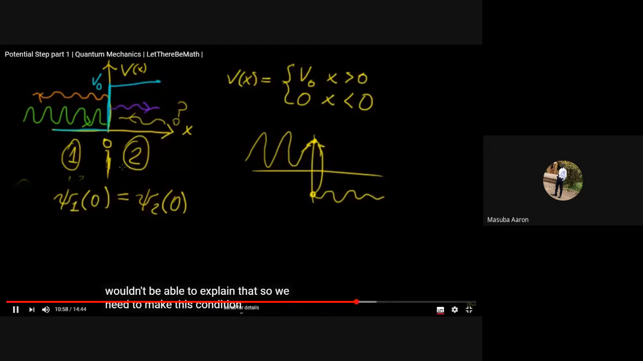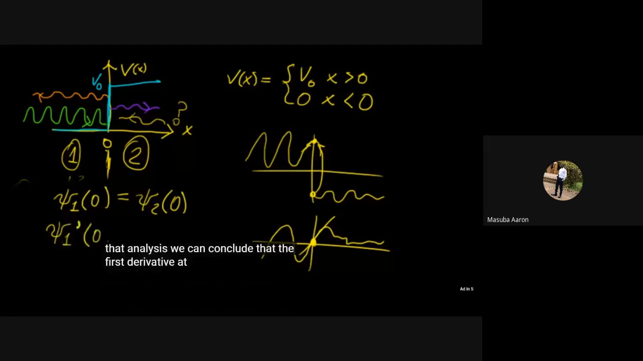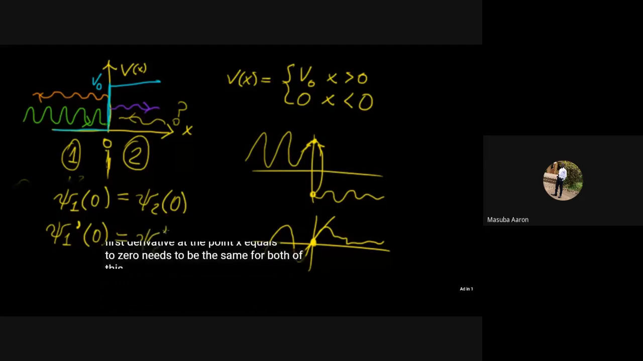Now, the next condition is going to be, well, imagine that your wave is coming in this way, and then it changes to something else. What you notice here is that the gradient needs to be the same for both because it is essentially the same point. So from analysis, we can conclude that the first derivative at x equals 0 needs to be the same for both of these.